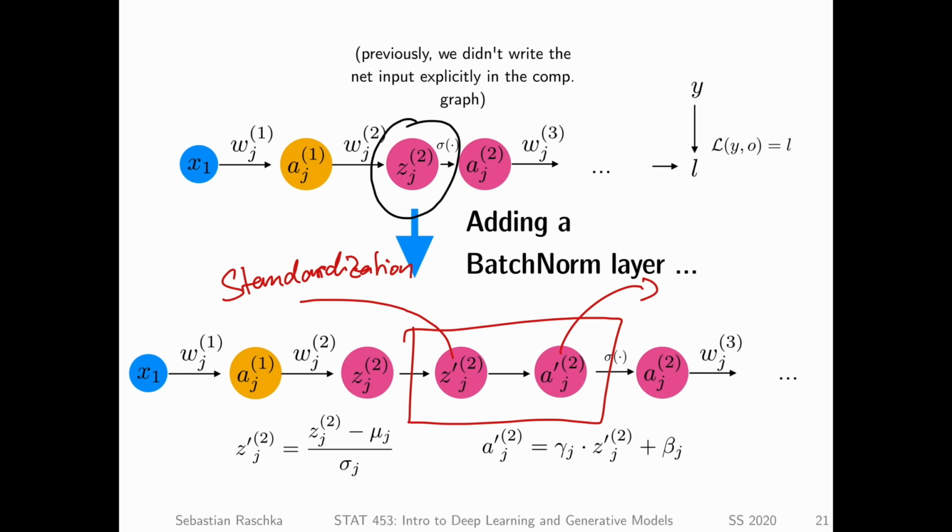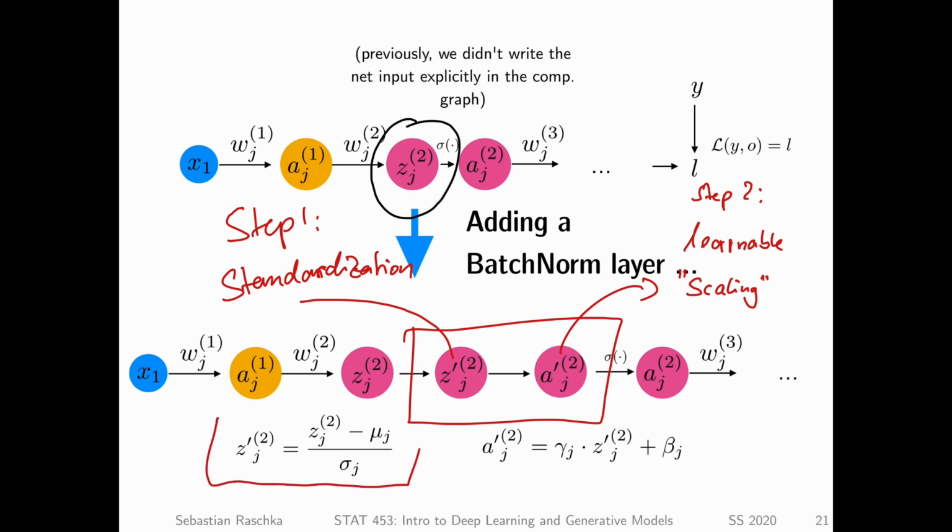And this is what we call the learnable scaling step. So this is step 2 in batch norm, and this is step 1 in batch norm. So we have these additional new steps. I'm just repeating them here. This is nothing new. These are the steps we have seen before.